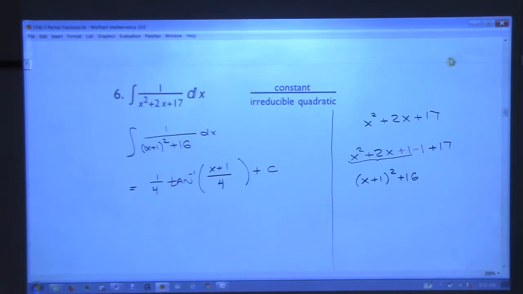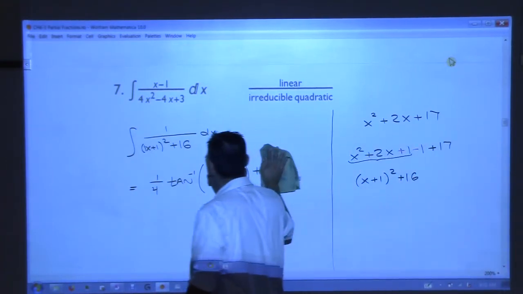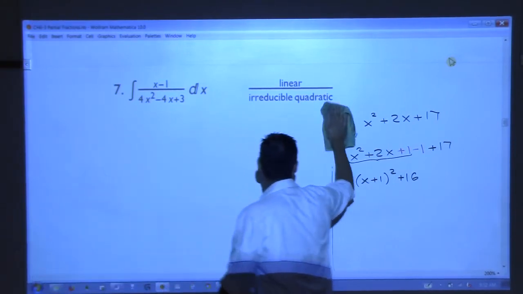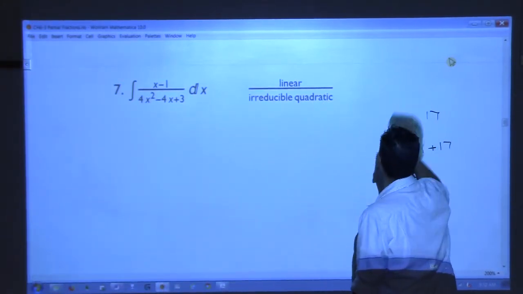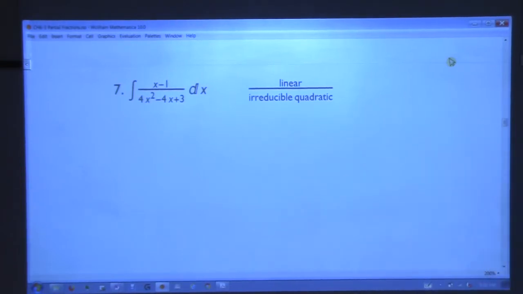Just complete the square. Ah, this one's different. Irreducible quadratic on the bottom, and not a constant on top. What's on top? A linear expression.